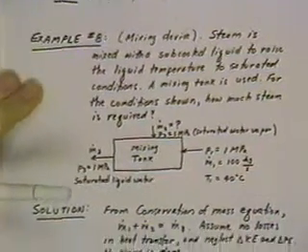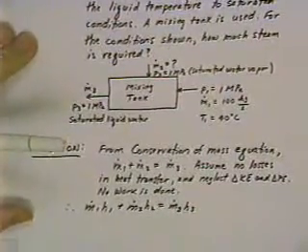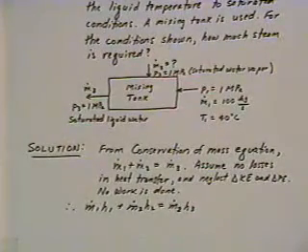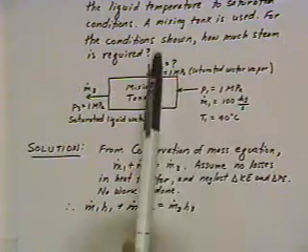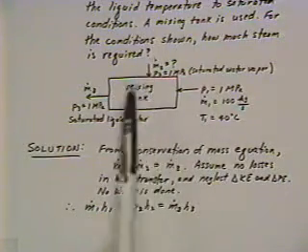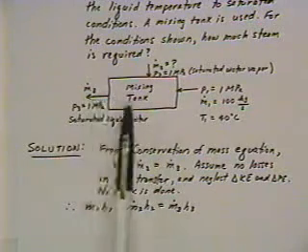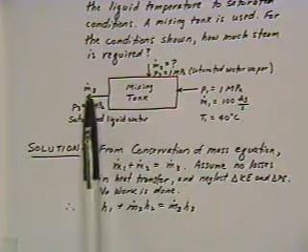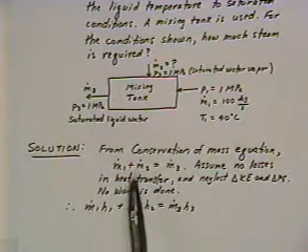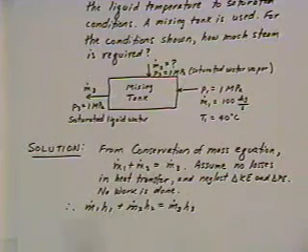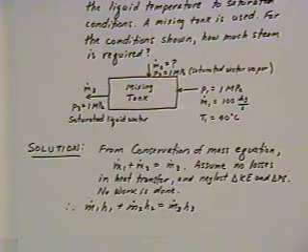So first of all, we want to apply our conservation of mass equations, and we know that if liquid water is entering here and we've got steam entering here, all of it's going to flow out. So m dot 3, the amount of mass that flows out of the tank, is going to be the sum of m dot 1 plus m dot 2. So this is our conservation of mass equation.